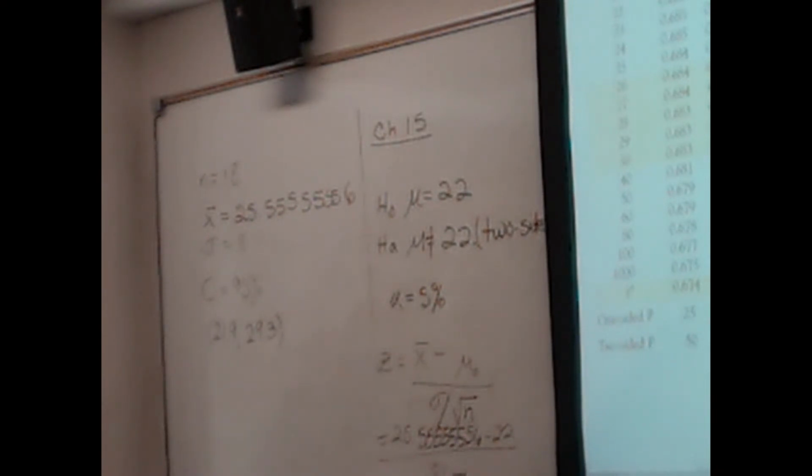So 3.5555556. Remember, when we're dividing by the fraction inside the fraction, we put parentheses around that. So parentheses around 8 divided by square root of 18. I believe that this is going to give us a bigger Z-score than what we came up with in Friday's example.